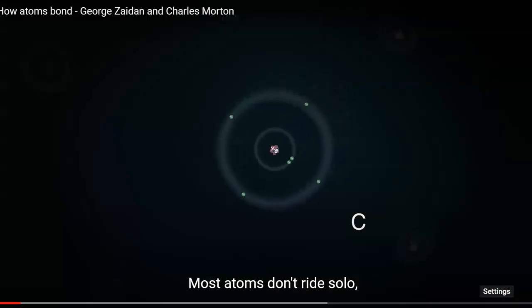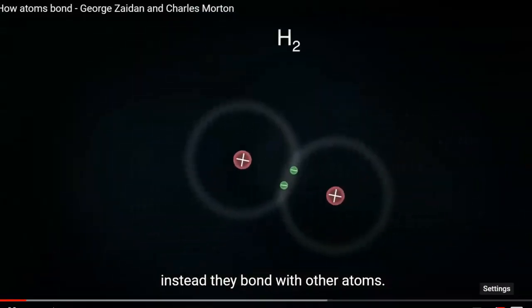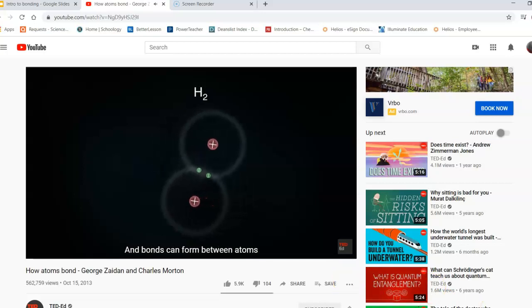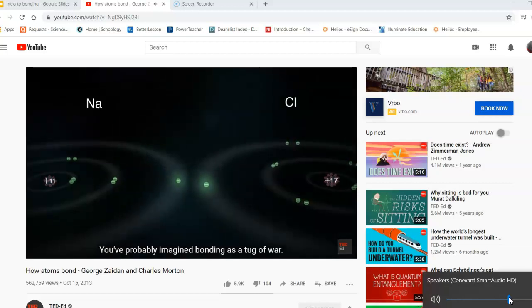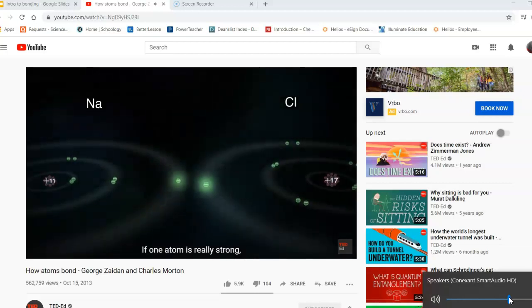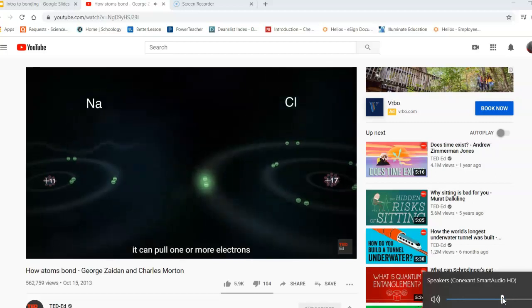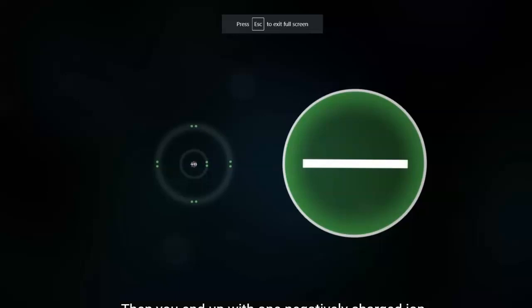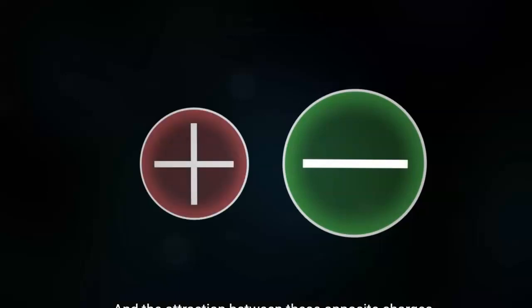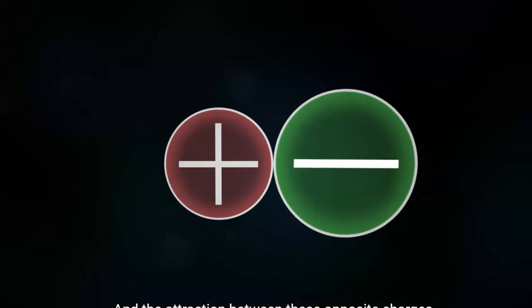Most atoms don't ride solo. Instead, they bond with other atoms. Bonds can form between atoms of the same element, or atoms of different elements. You've probably imagined bonding as a tug of war. If one atom is really strong, it can pull one or more electrons off another atom. Then you end up with one negatively charged ion and one positively charged ion. And the attraction between these opposite charges is called an ionic bond.